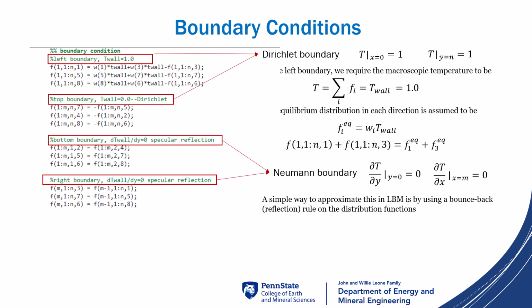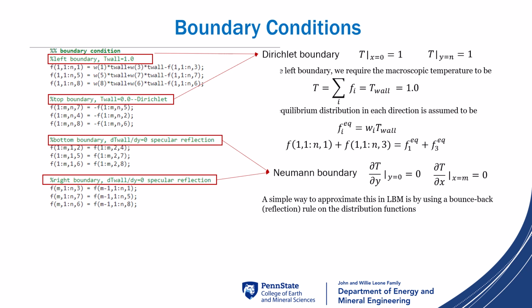The bottom and right boundaries are treated differently. These are Neumann conditions, which correspond to insulated or adiabatic walls. That means no heat is allowed to pass through these boundaries. In LBM, we implement this using reflection. This simply means that the incoming particle distribution is set equal to the outgoing distribution from the corresponding neighboring cell moving in the opposite direction.